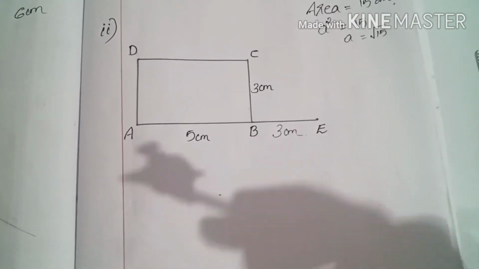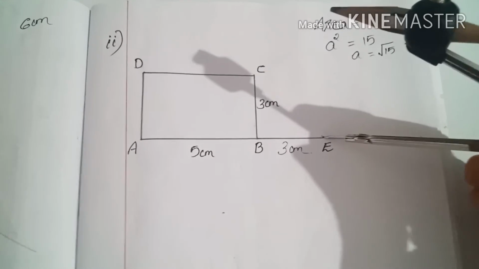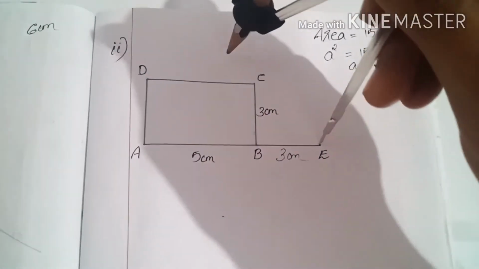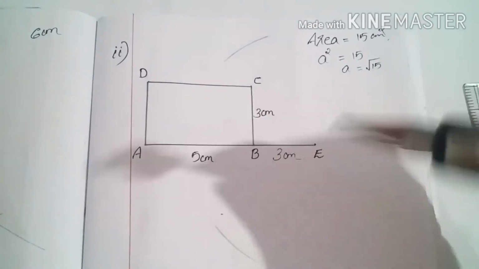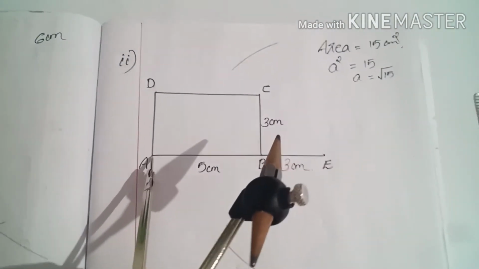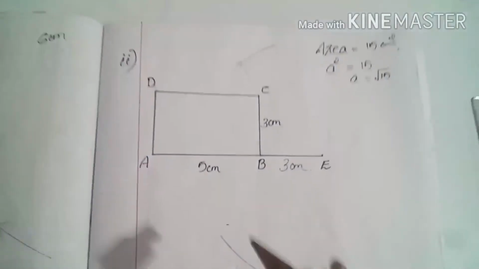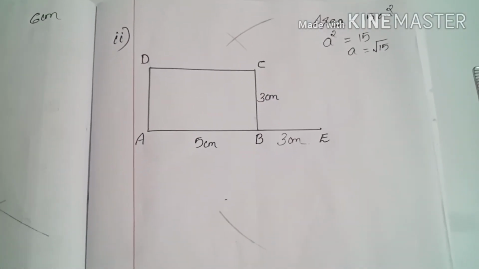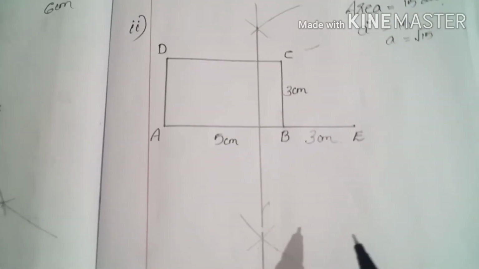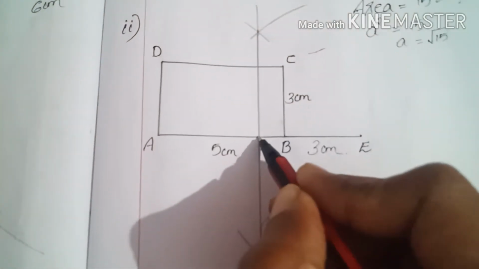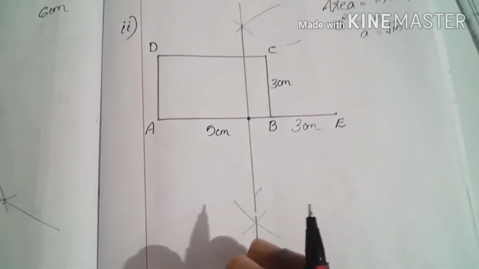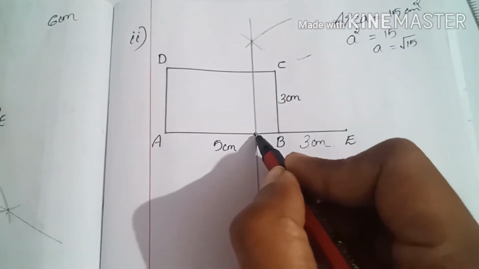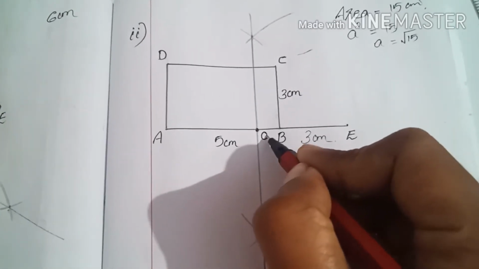Measure more than half. From the point E, measure more than half, draw one arc on this side and another arc on the lower side with the same measurement. From the point A also draw one arc, draw another arc here and complete the perpendicular bisector. After drawing the perpendicular bisector, you can see the midpoint. So this is the midpoint. Now take that midpoint as O. This is the center.